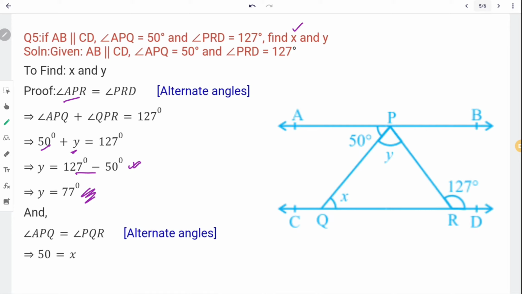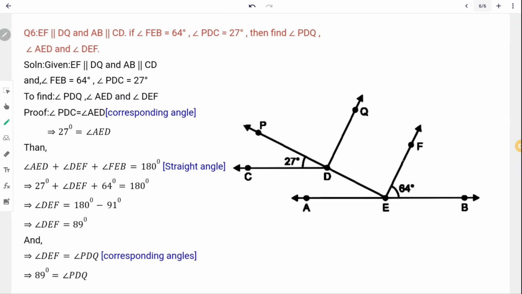All right, so we still have one more to find, that is X. So when you look here, can you see that this angle is equal to this angle, right? There's a straight line here. They are alternate angles, right? So simply X equals 50 degrees. Okay, all right, let's go to the next again.